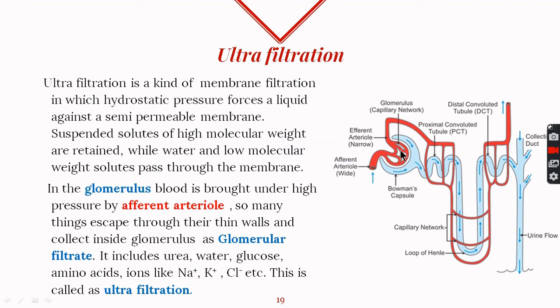The glomerulus has thin semi-permeable walls, and blood is flowing under high pressure through it. As a result, things come out of the blood and collect inside the Bowman's capsule. All these things are called glomerular filtrate, and these include urea, water, glucose, amino acids, ions, sodium ion, potassium ion, chloride ion, etc. So this glomerular filtrate collects in the Bowman's capsule, and this process is called ultrafiltration.